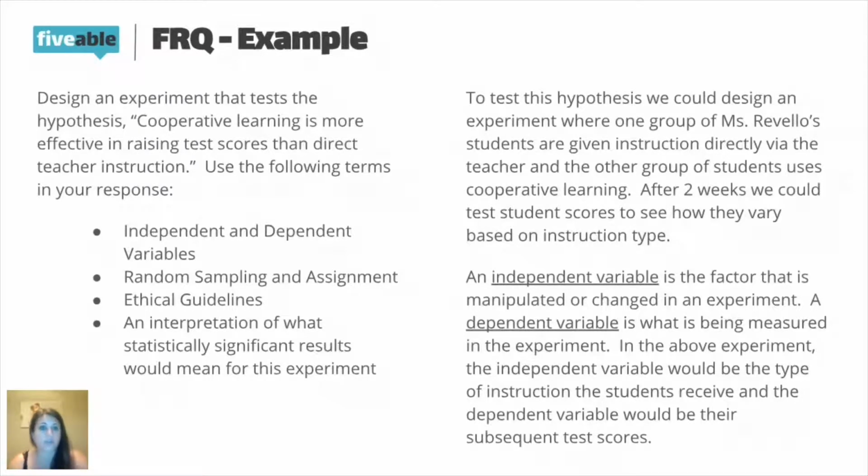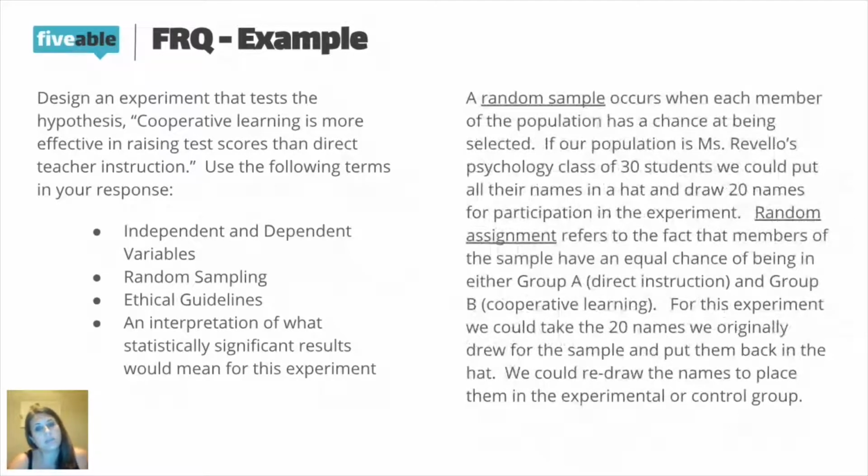The second term could be a little bit trickier. And so it's asking us to define random sample and random assignment. Again, we're just basic definition. We would have left a space here between our paragraphs and then just start with, a random sample occurs when each member of the population has a chance at being selected.